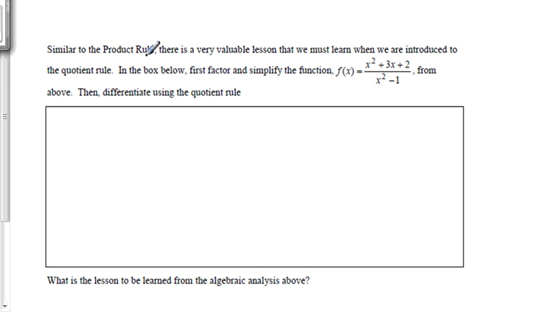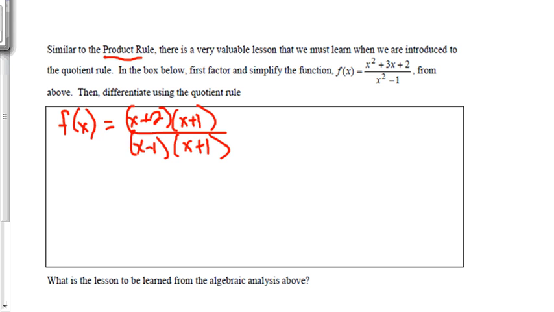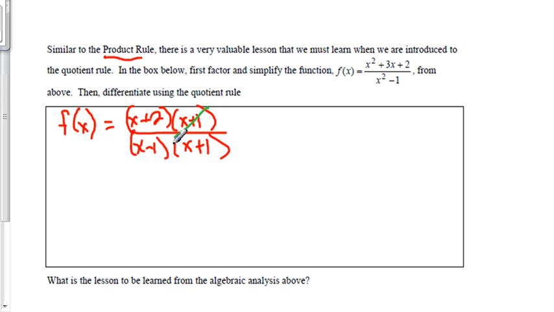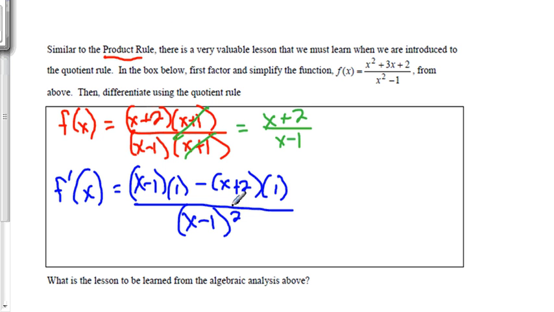So now, same exact thing as what we did on the product rule, very valuable lesson that we must learn when we're introduced to the quotient rule. That saying: first factor, simplify the function, and then once we get it completely factored and simplified, then differentiate using the quotient rule. Let's see what we get. So the numerator becomes x plus 2 times x plus 1. The denominator, x minus 1 times x plus 1. The x plus 1's cancel out, so my original function now can be simplified to x plus 2 all over x minus 1. Now let's use the quotient rule to take the derivative.